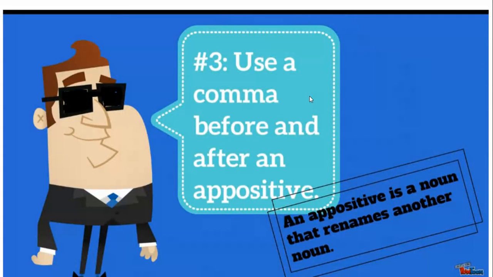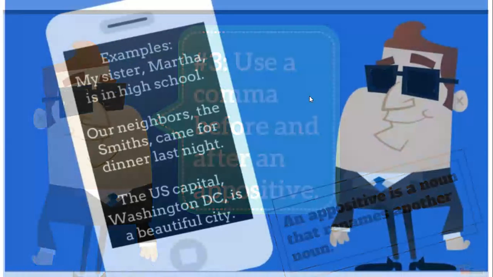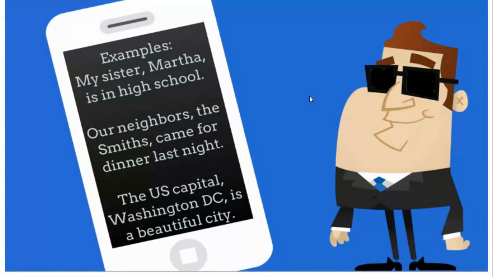Rule number 3: use a comma before and after an appositive. What's an appositive? An appositive is a noun that renames another noun. Example: my sister, Martha, is in high school. So my sister and Martha both are the same person. So we can also omit my sister and say Martha is in high school. But as we want to give further information about Martha, we are using the appositive, my sister.